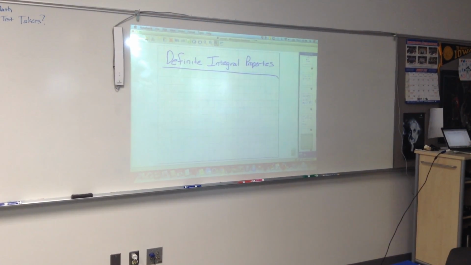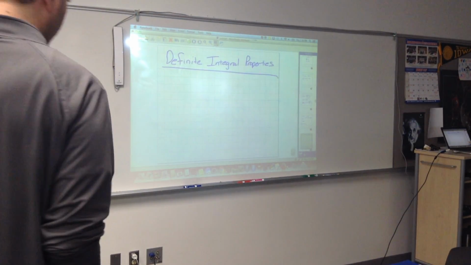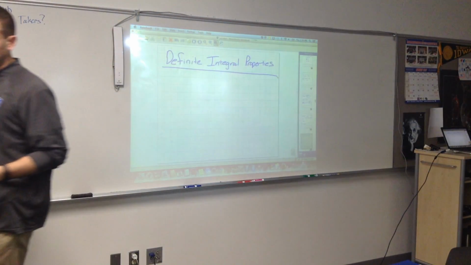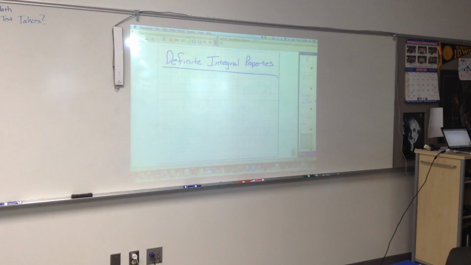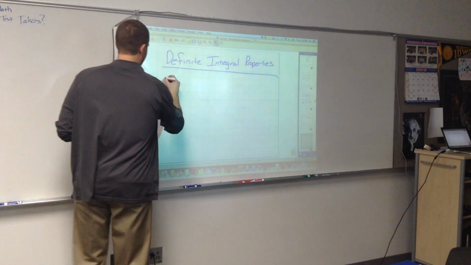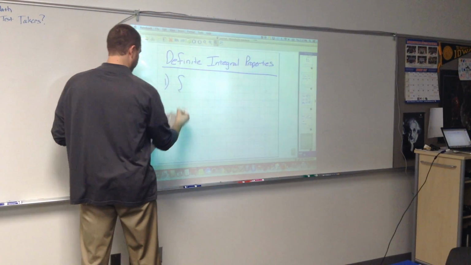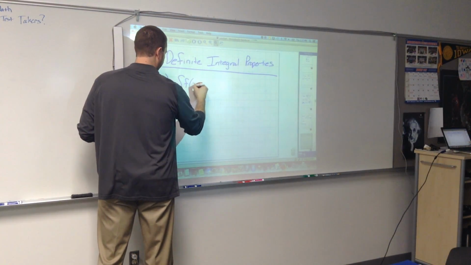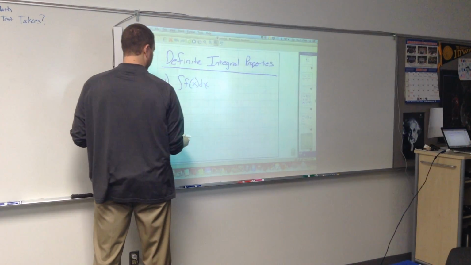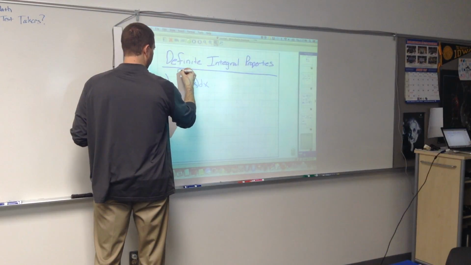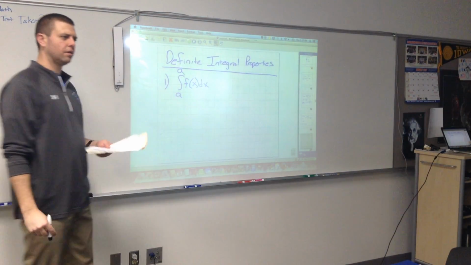So now I'm going to be continuing on with a couple more things about definite integrals and some specific properties that you will want to know and be able to use. Okay. The first one is the integral of f of x dx from some a value to itself.